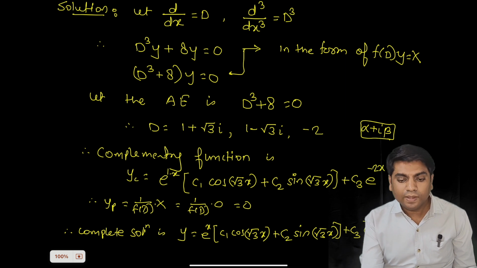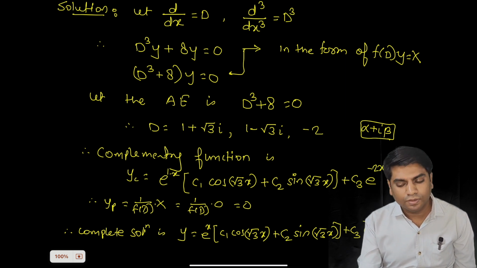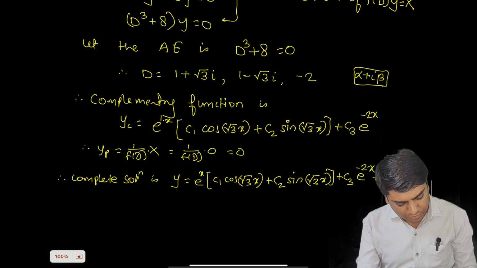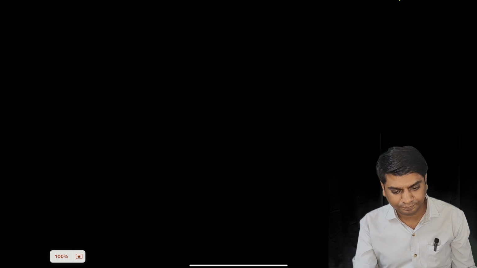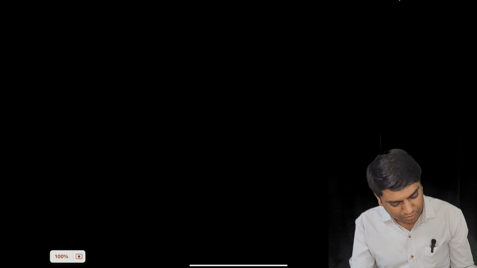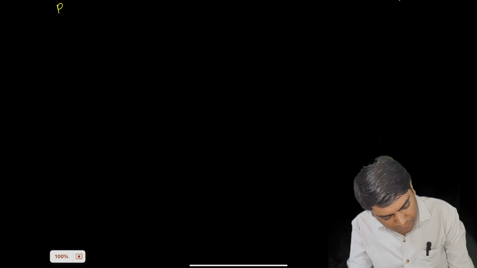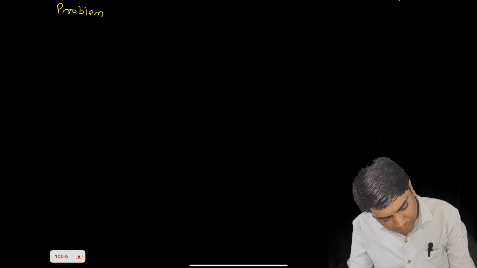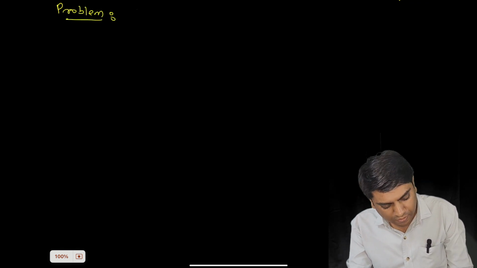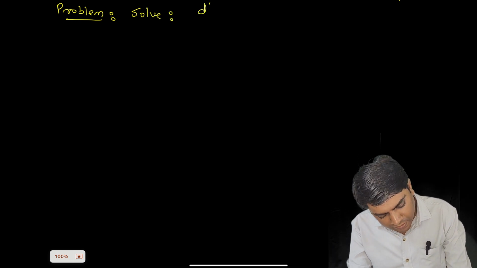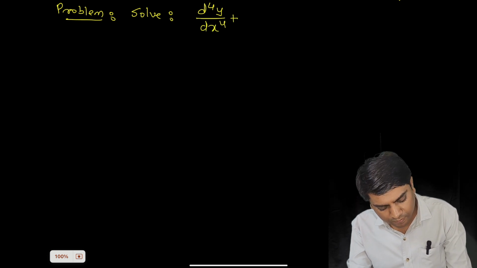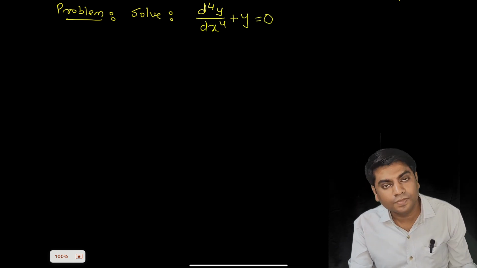Okay, so now we can see one more problem based on the roots which comes under the complex part. Now let's see one more problem. Suppose, solve d raised to 4 y upon dx raised to 4 plus y is equal to 0.